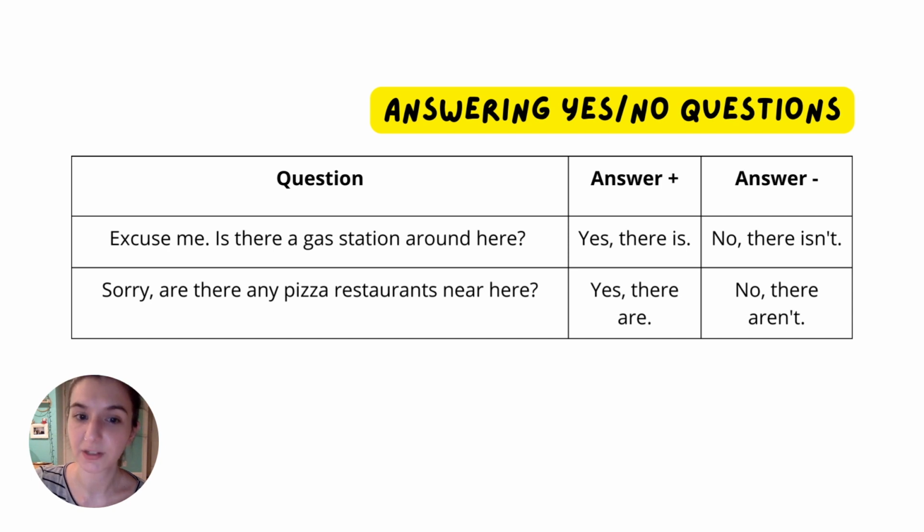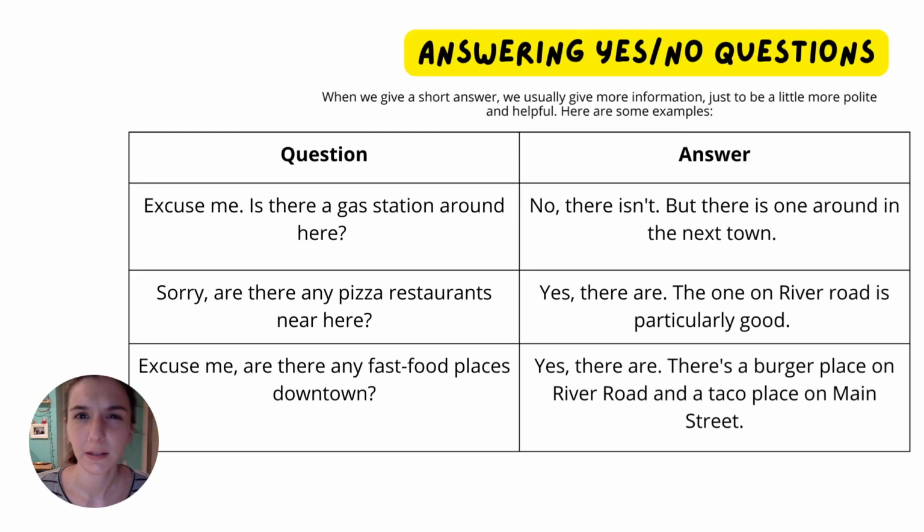The second question, sorry, are there any pizza restaurants near here? Affirmative answer, yes, there are. Negative answer, no, there aren't. Now, normally, it's pretty uncommon to give such a short answer in everyday conversation. When most people have to give a short answer, they usually give a little bit more information just to be a little bit more polite and helpful. Here are some examples of that.